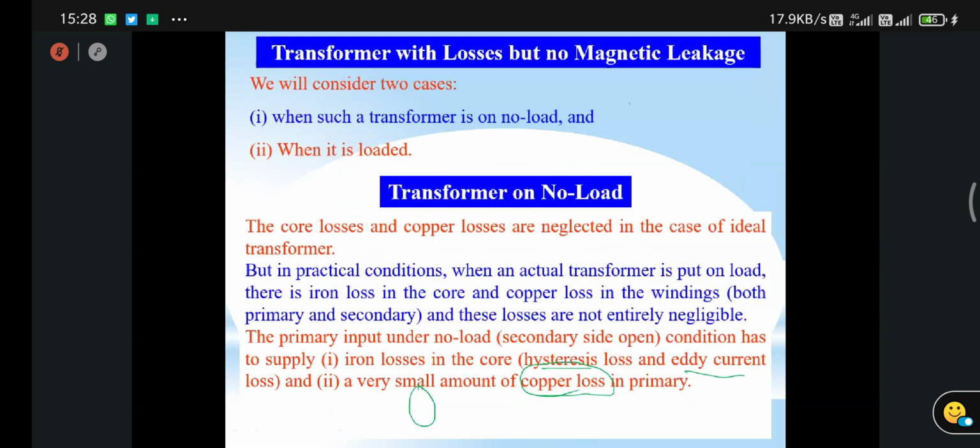Practical transformer. Think how many students are there? 38. Okay.